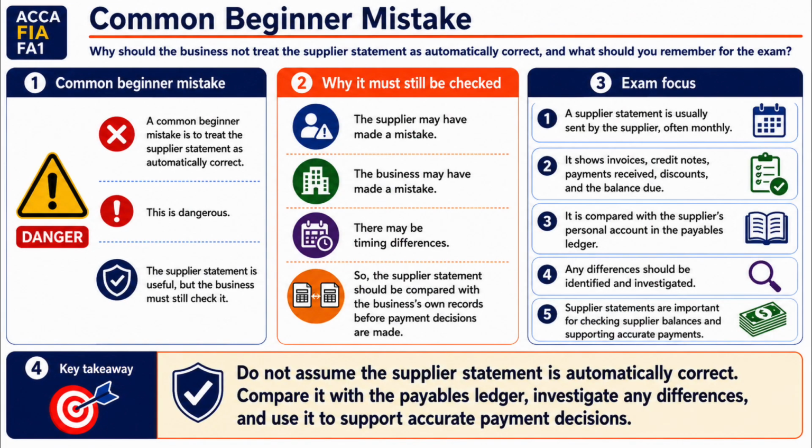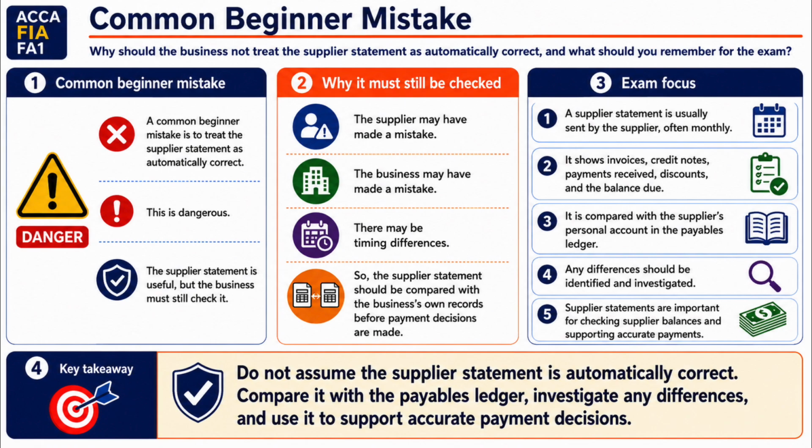Common beginner mistake. A common beginner mistake is to treat the supplier statement as automatically correct. This is dangerous. The supplier statement is useful, but the business must still check it. The supplier may have made a mistake. The business may have made a mistake. There may be timing differences. So, the supplier statement should be compared with the business's own records before payment decisions are made.